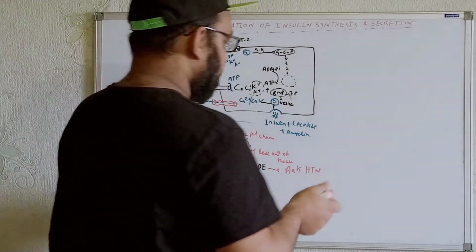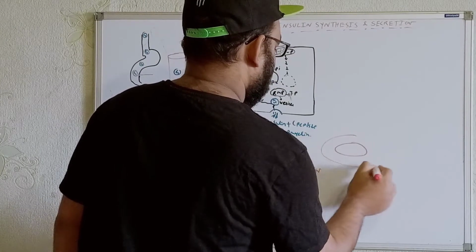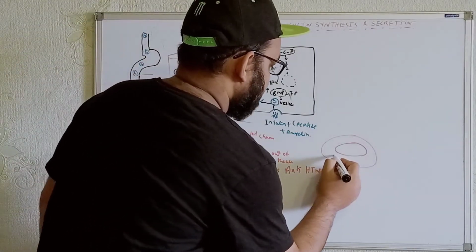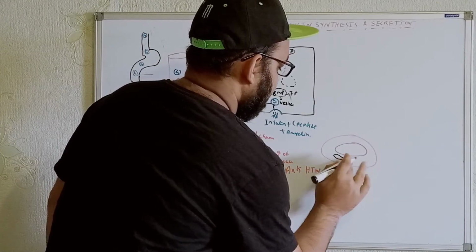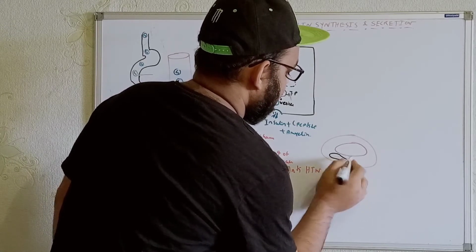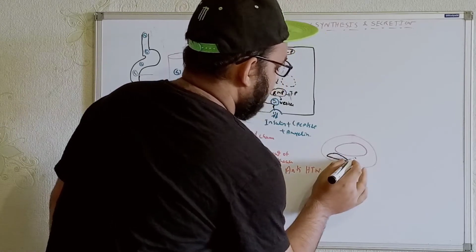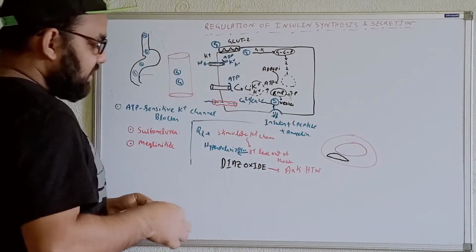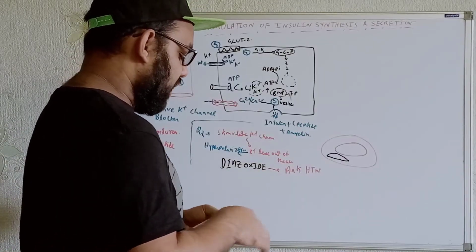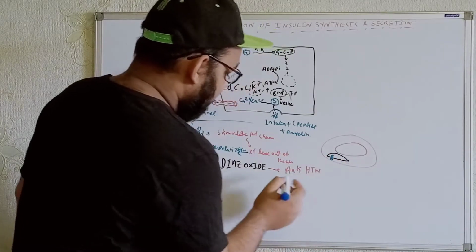For example, if I say over here are the blood vessels, and I'm considering this is the smooth muscle. Okay, let's draw it in a better way. For example, this is the smooth muscle. This diazoxide will go over here along with the blood within the blood vessels, and will activate the potassium channel present over here.